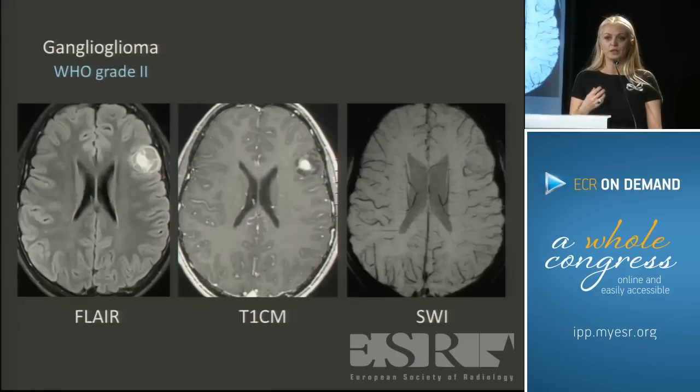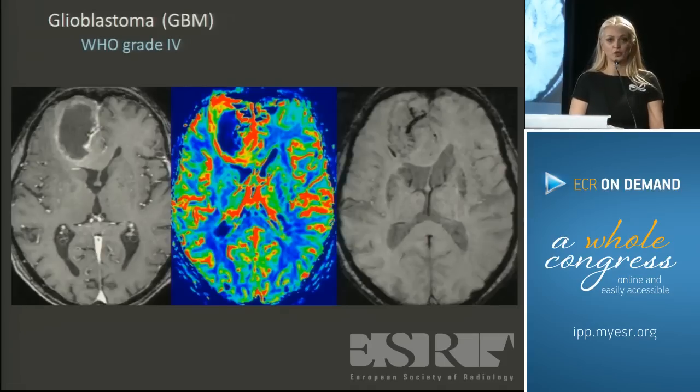Why that's so? This sequence is sensitive to blood products and is nicely showing you vessels. So if this is true, then we can assume that this sequence will show us pathological vessels, and that is actually true. So again, this is a low-grade tumor that you see here that is even enhancing a little bit. But if you look at this SWI, there are not many pathological vessels. So low-grade tumor.